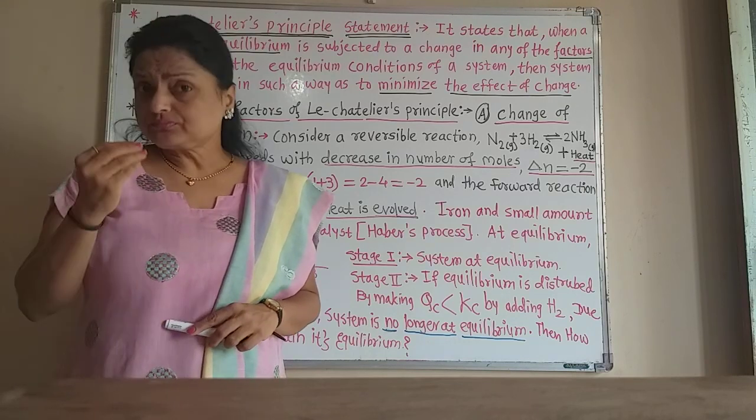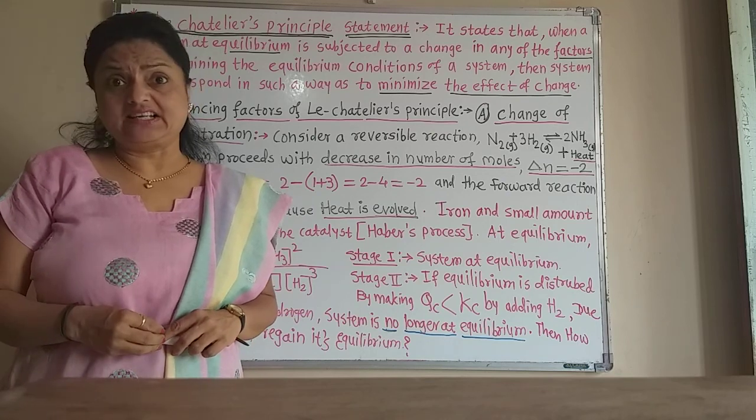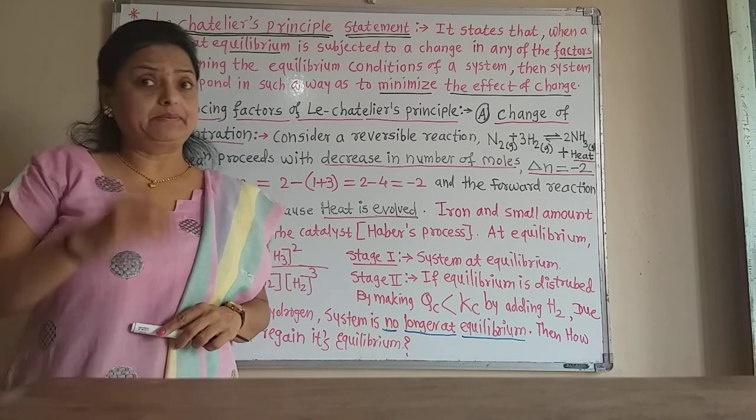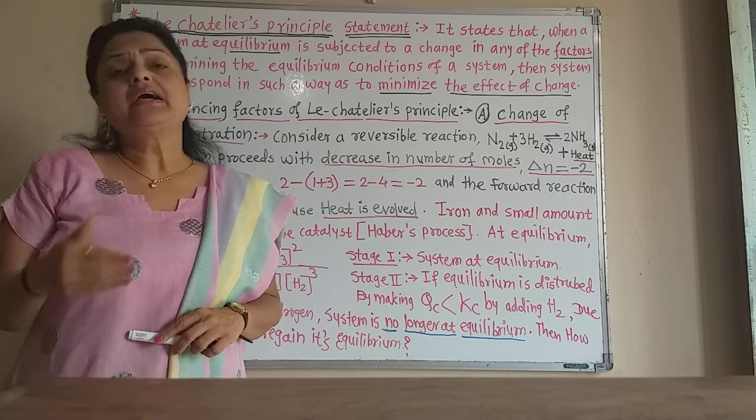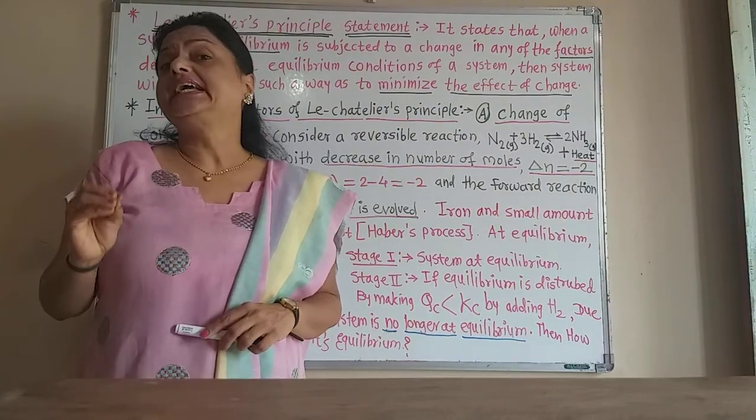That means, for example, if any equilibrium reaction is there and it attains its equilibrium, we know that at equilibrium the rate of the forward reaction and the rate of the backward reaction are totally equal.